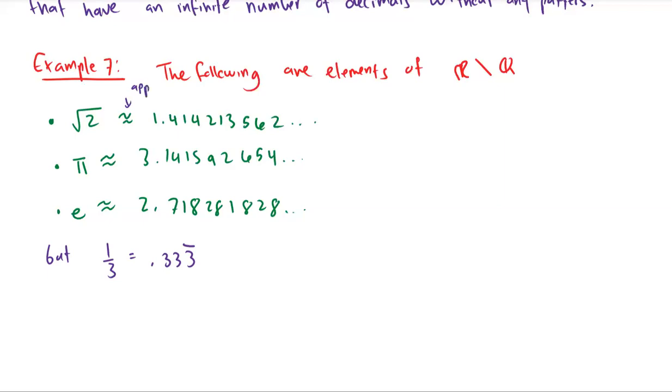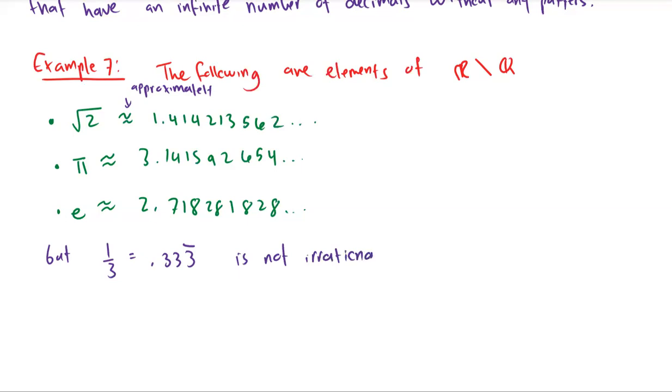That's why I'm using the approximate symbol here. This means approximately. I use the approximate symbol because I'm rounding, right? I can only give you so many decimal places for each of these 3 numbers. So this is not an exact number. Square root of 2 is not exactly equal to this number that I showed. That's why I use the symbol approximately. But 1/3 is equal to 0.33 repeating infinitely and is not irrational.